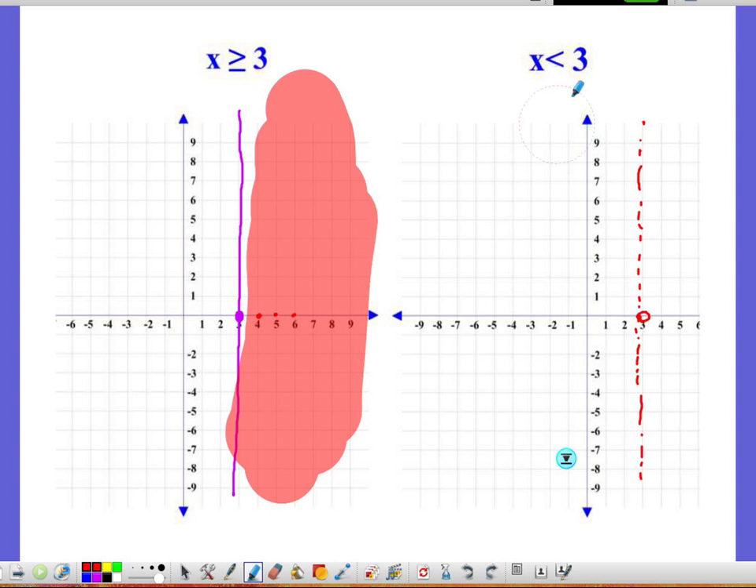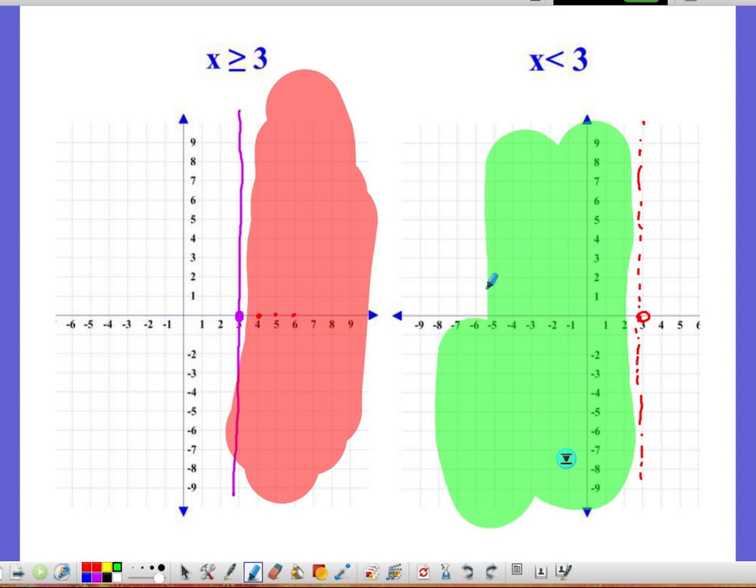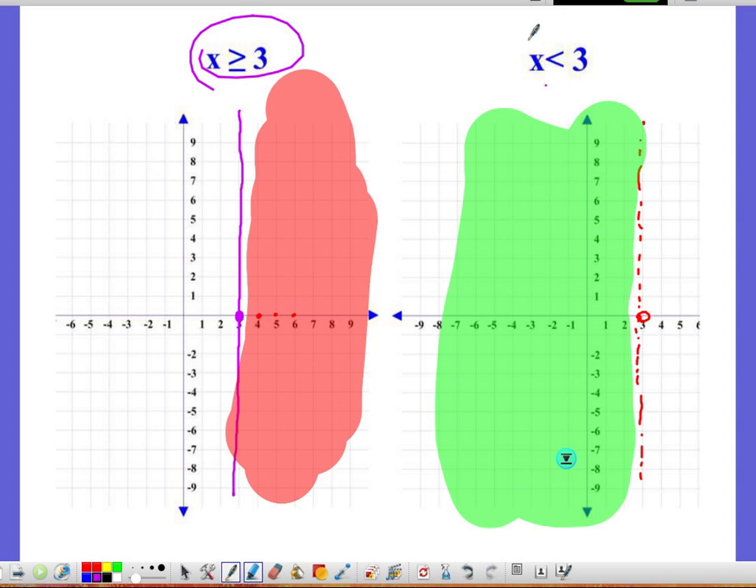Alright, now here comes the question, what side am I going to shade on? Well, just read the inequality. X is less than 3. What numbers are less than 3? 2, 1, 0, -1, and so on. So that means I'm going to shade on the left side using a different color. There we go. There, that's better. Alright, so those are the inequalities as we solve them.